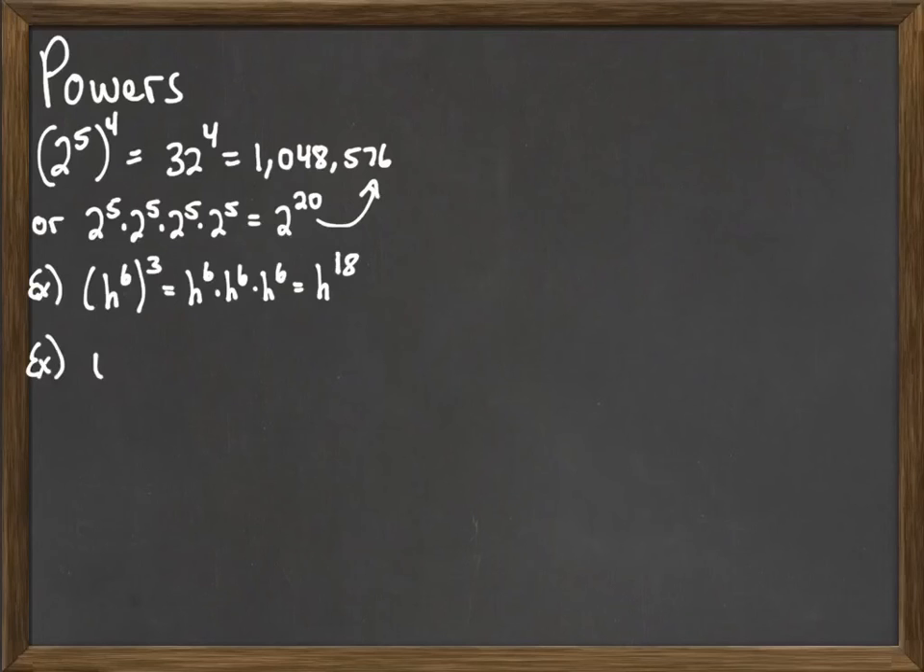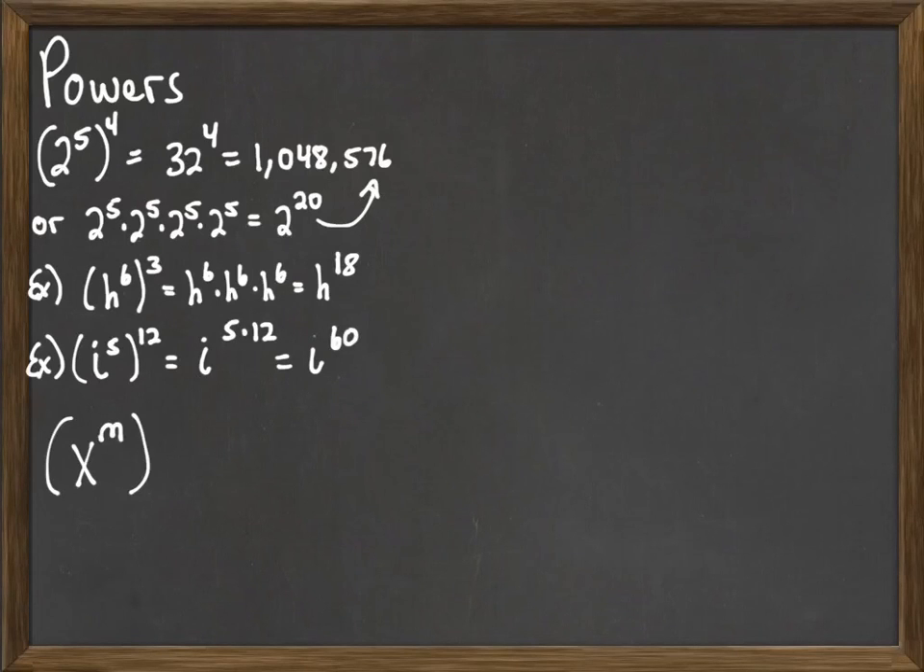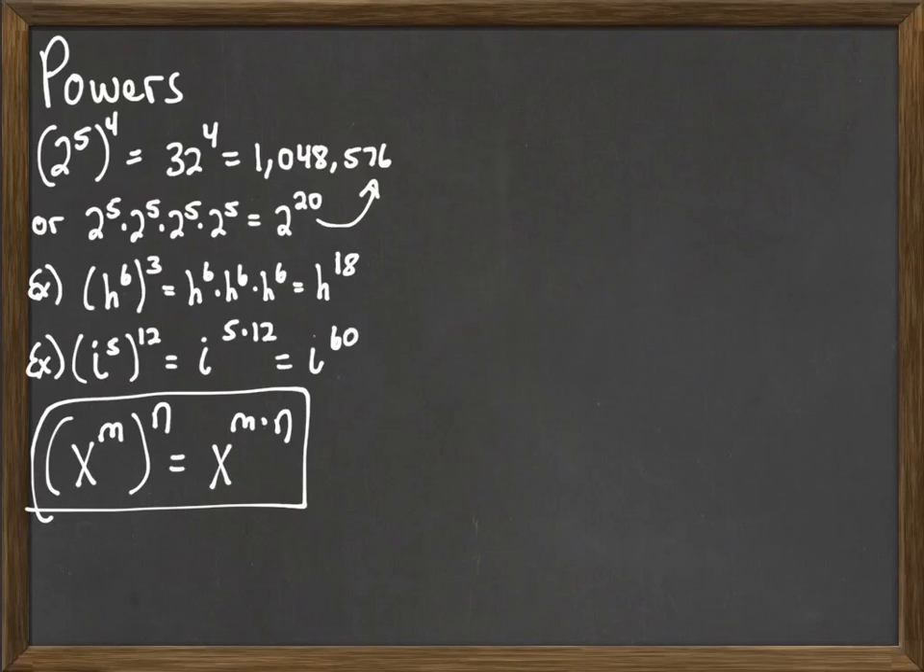Let's consider another example, one where I would not really want to write it out. I don't know about you, but I don't want to write out i to the 5th 12 times. But understanding what happened in the last two examples, we can see that if I did have that written out, i to the 5th 12 times, I'd be adding 5 plus itself 12 times, or in other words, doing 5 times 12. And of course 5 times 12 is 60. And so there's our rule for powers. If we have something with a power raised to another power, then we're going to multiply our exponents.